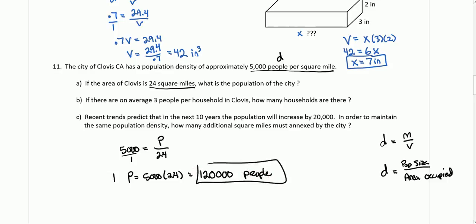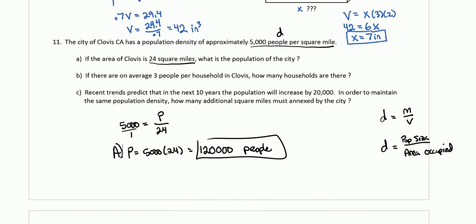Okay, so that is part A. Part B, if there are on average 3 people per household, how many households are there? So for part B, we found that there are 120,000 people. Divide that by 3, and we get roughly 40,000 homes or households.